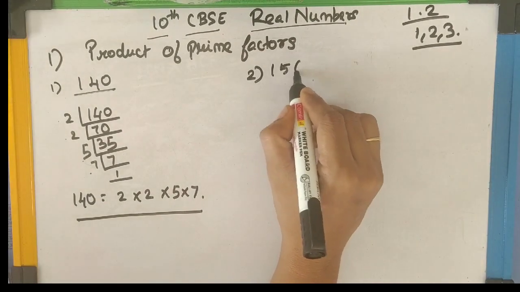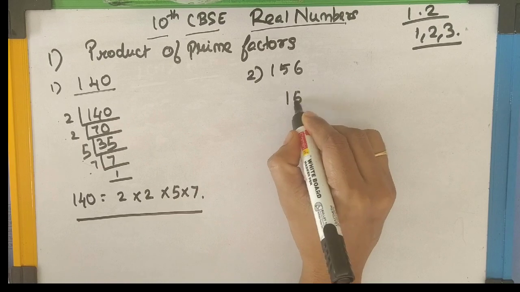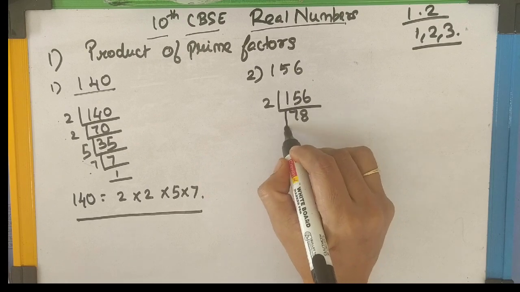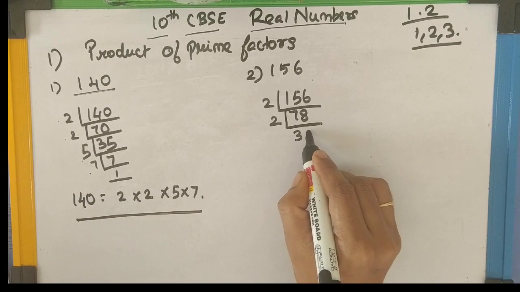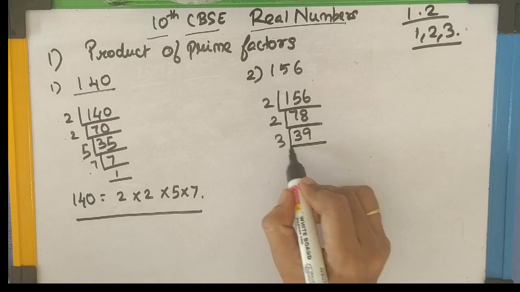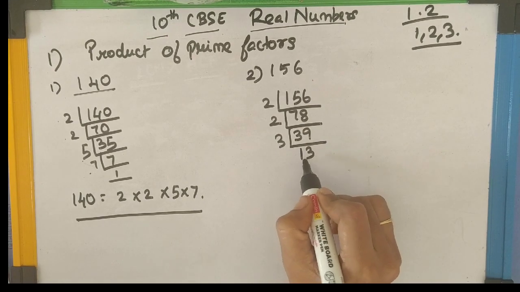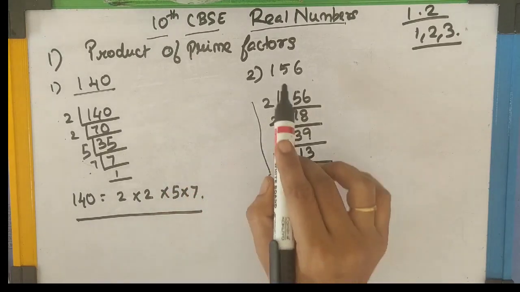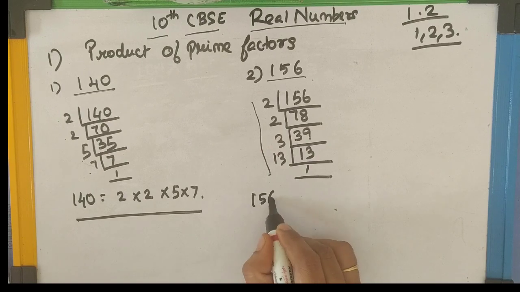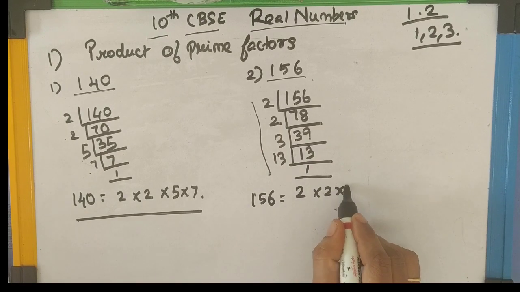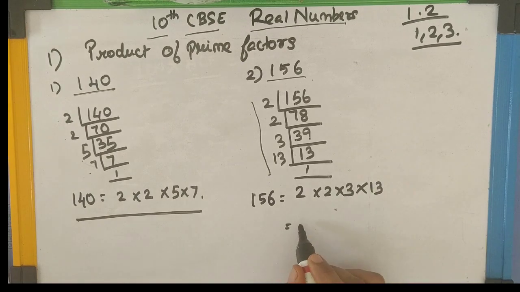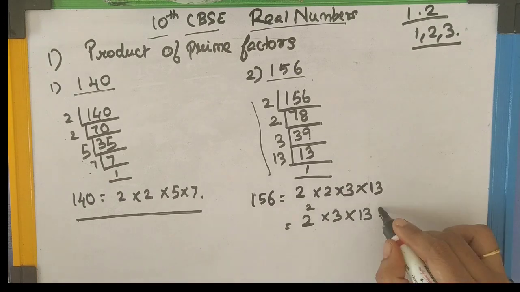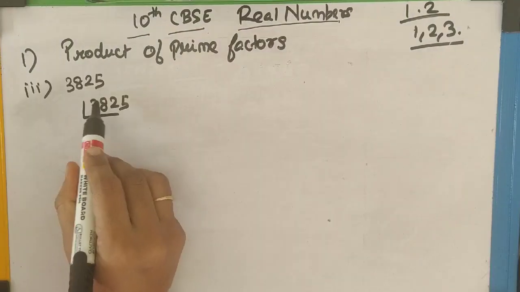Now let's go into the second question. That is 156. We are going to divide by 2. We get 78. After dividing by 2, we get 39. So 39 is divisible by 3. So it comes 13 as a quotient. Now 13 is a prime number, so we have to end it with that. Now 2, 2, 3 and 13 are the prime factors of 156. That is 2 into 2 into 3 into 13, that is 2 squared into 3 into 13. Now let's go to the third question.